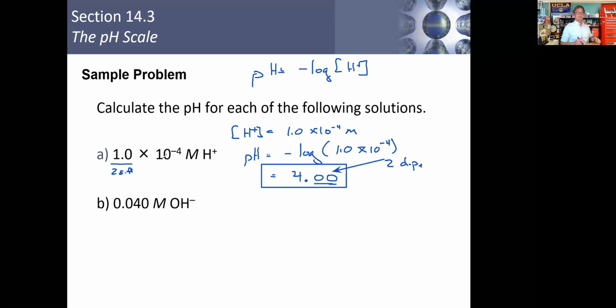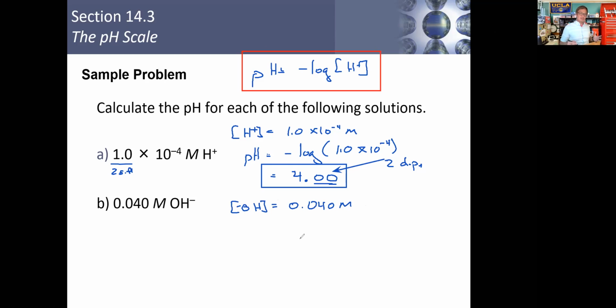All right, let's take a look at the next one. I'm going to highlight this because this is the equation you're going to use. For the second one, if you notice here, they don't give us the hydrogen ion concentration. They give us the hydroxide ion concentration, the OH minus, of 0.04 molar.